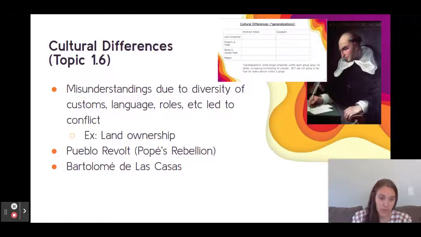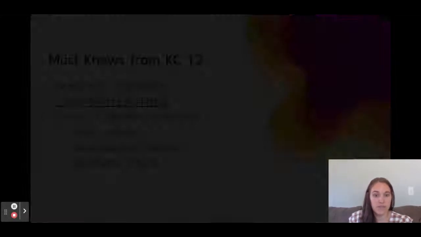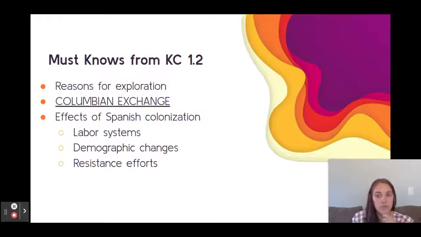And this does end up fueling the African slave trade as well, because if the Spanish are supposed to treat the American Indians better, then they desired a different labor force. And so that's where we see the African slave trade also increase as a result. So the must knows from Key Concept 1.2, you've got to know the reasons for exploration, the 3 Gs, Columbian exchange, biggest vocab word of the unit, and you need to know the effects of Spanish colonization, so looking at the various labor systems, the changes in demographics, and then also knowing the resistance efforts, specifically the Pueblo Revolt.